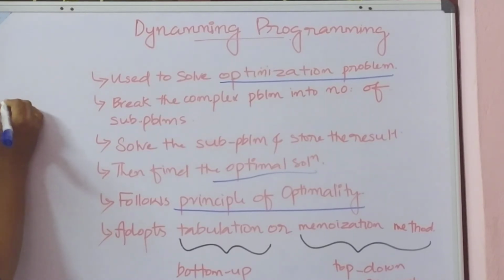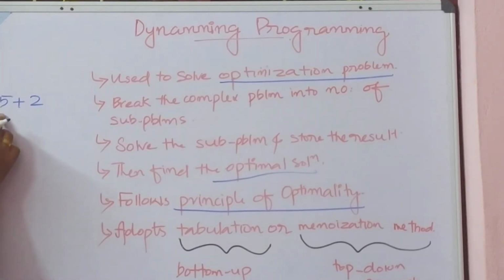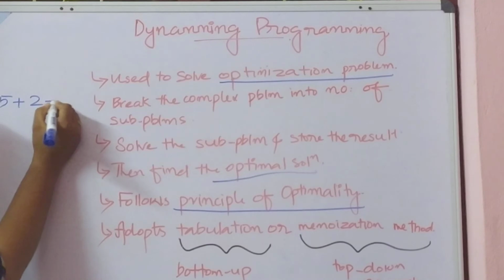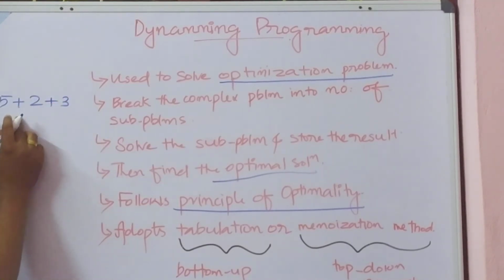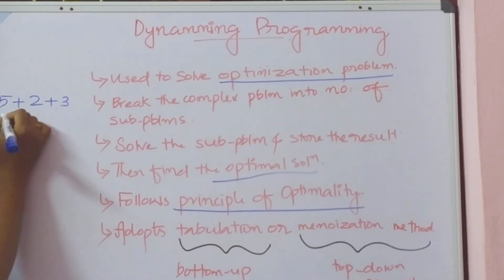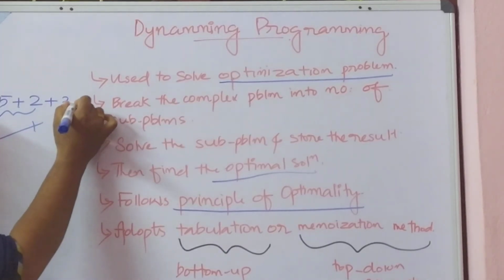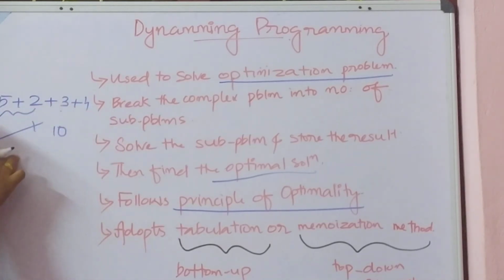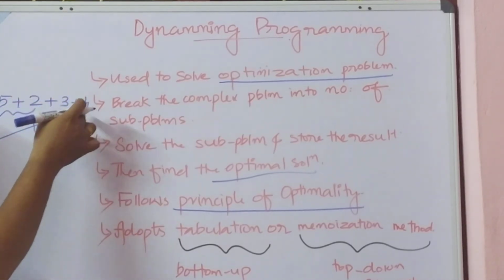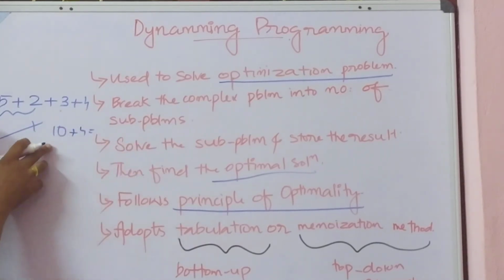Consider the example: we are given two numbers to add, 5 plus 2. We add the numbers and store the result, that is, 7 is stored. If we are adding another number 3 to this, instead of adding 5 plus 2 plus 3, we can simply add the stored result with the new number, that is 7 plus 3, and we obtain 10. Again, if we add a number 4, instead of adding 5 plus 2 plus 3 plus 4, we can simply add the result 10 plus 4. This is the advantage of dynamic programming.